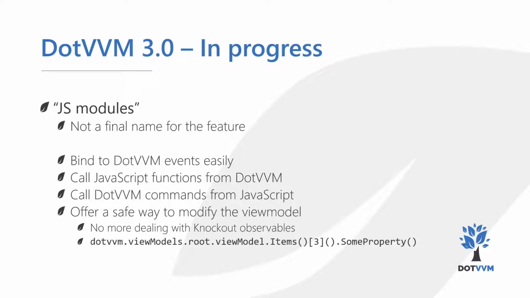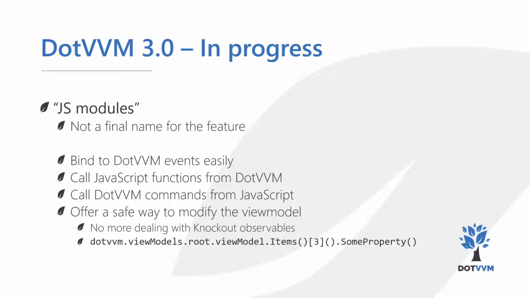That's the most important thing. And you will be able to do callbacks from JavaScript to DotVVM, for example. So you will be able to invoke some things on the view model, and you will also be able to patch the view model with your own modifications.